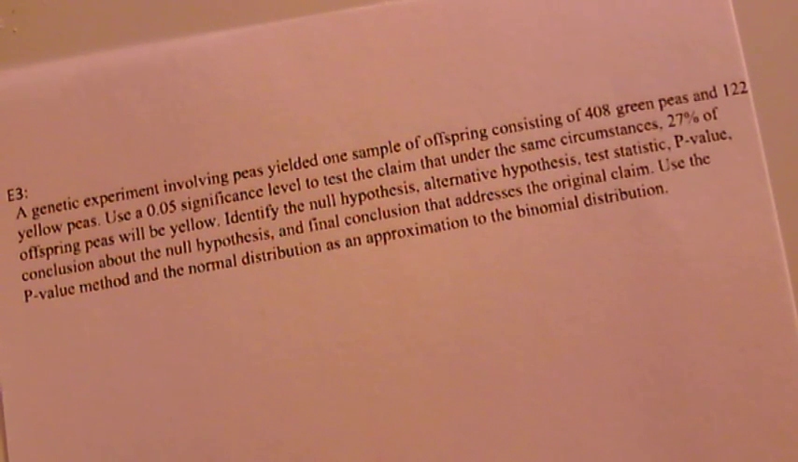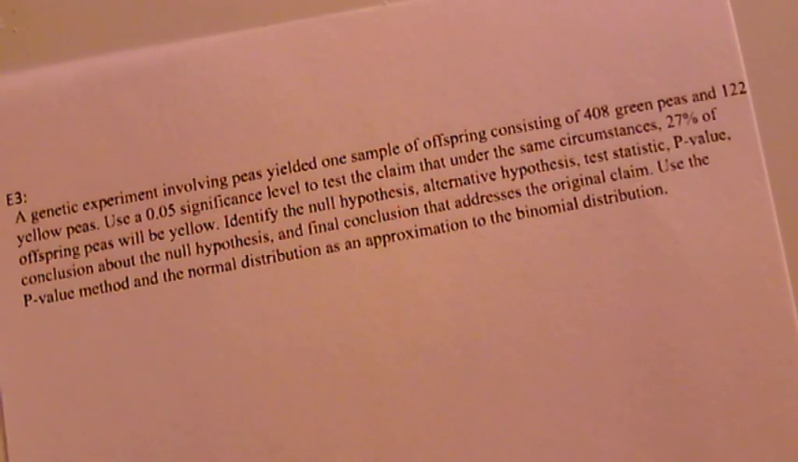A genetics experiment involving peas yielded one sample of offspring consisting of 408 green peas and 122 yellow peas. Use a 0.05 significance level to test the claim that, under the same circumstances, 27% of offspring peas will be yellow. Identify the null hypothesis, alternative hypothesis, test statistic, p-value, conclusion about the null hypothesis, and final conclusion that addresses the original claim. Use the p-value method and the normal distribution as an approximation to the binomial distribution.